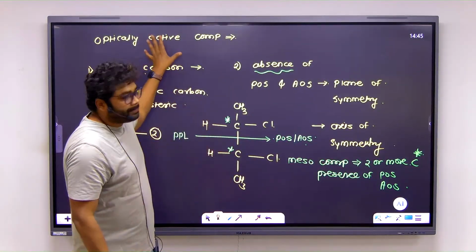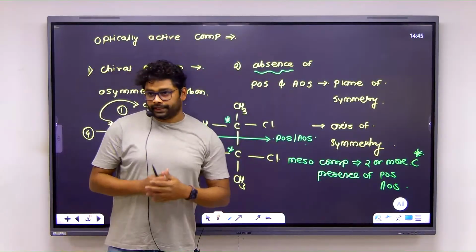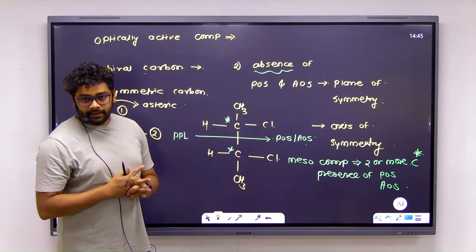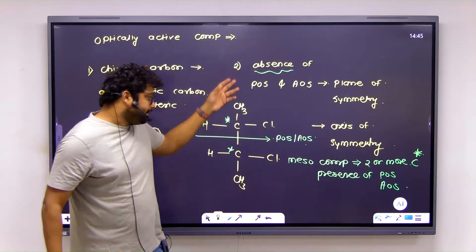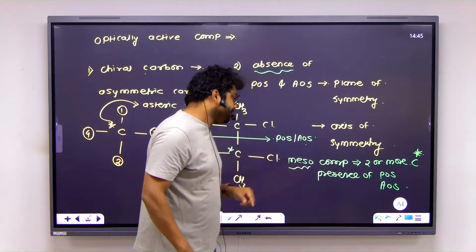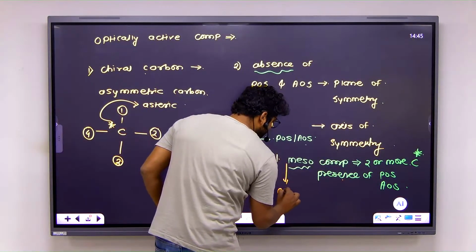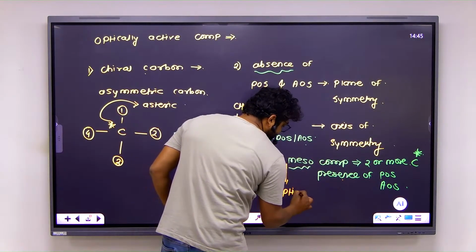If it is not absent, it is optically active, it can rotate the plane polarized light, and if it is absent, then the compound is optically inactive, so it is called as what? Meso compound. You can remember this, that these meso compounds are optically inactive.